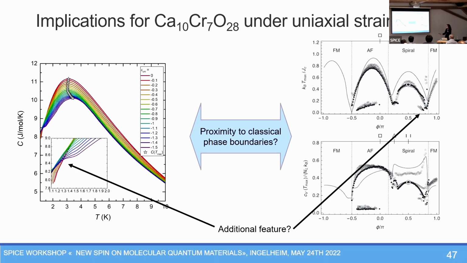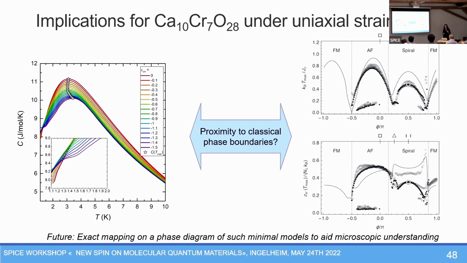And the fact that we observe an additional kink at even lower temperatures is also remarkable, because in principle you only expect two maxima if you are in this region of the phase diagram, here for example. So if we take that together, it implies that if we manage to map this data onto those minimal models, we will be able to position our material very precisely here, and thereby hopefully aid microscopic understanding of the frustration mechanism of these materials.